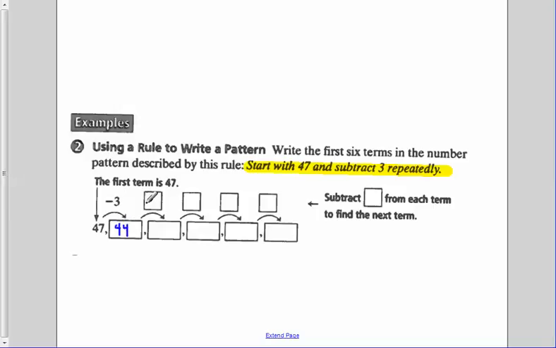So I'm going to repeatedly subtract 3 from that point. 44 minus 3, I get 41. And I'm going to subtract 3, and I get 38. And I'm going to subtract 3, and I get 35. And I subtract 3, and I get 32. So I'm subtracting 3 from each term to find the next. But it is important that we write our rules just like this, obviously changing what our starting number and what our operation and that operation's change is going to be.